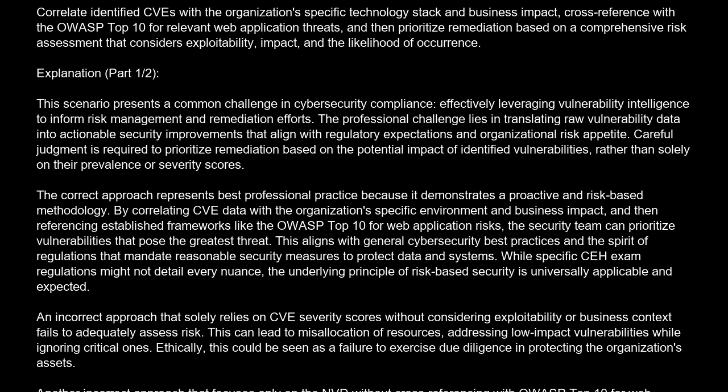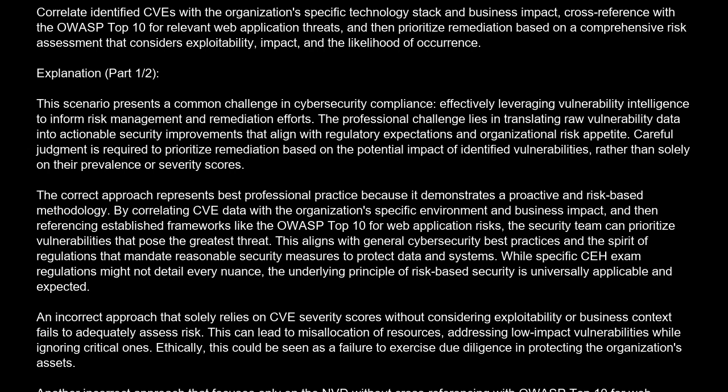The correct answer is C. Correlate identified CVEs with the organization's specific technology stack and business impact. Cross-reference with the OWASP Top 10 for relevant web application threats, and then prioritize remediation based on a comprehensive risk assessment that considers exploitability, impact, and the likelihood of occurrence.